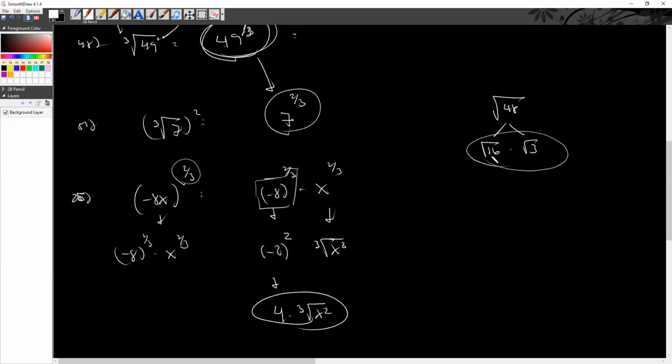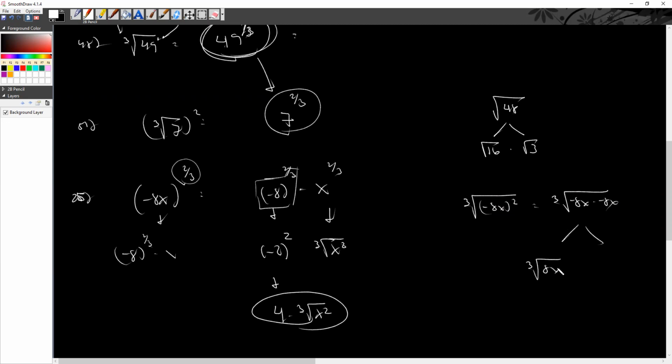Another way of looking at this is saying the cube root of negative 8x, all squared. So I could call it the cube root of negative 8x times negative 8x, which would then be a positive 8x times the cube root of negative 8x, which is essentially this thing. Okay, yeah. Thank you.